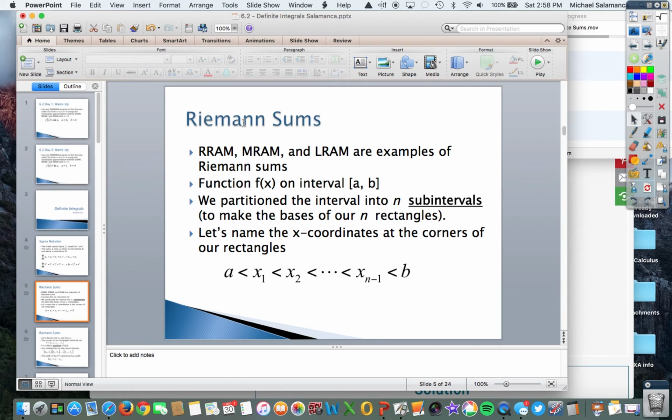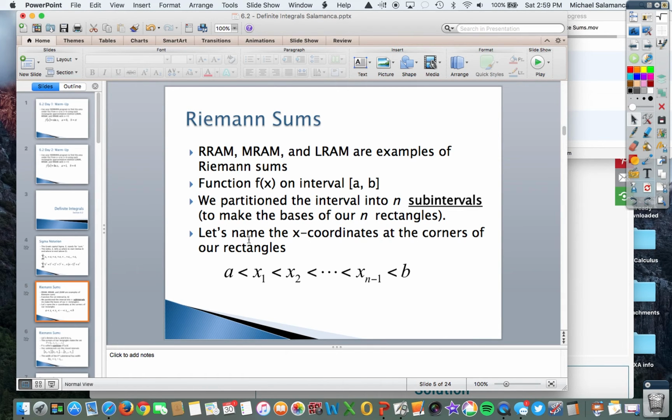So now we're going to talk a little bit about Riemann sums. Riemann sums is based off of what we did in that last section. We had RAM, MRAM, and LRAM. All of these are examples of Riemann sums. Now we can use this on any function on a closed interval a to b. We're basically partitioning the interval into n subintervals, and these become the bases of our rectangles.